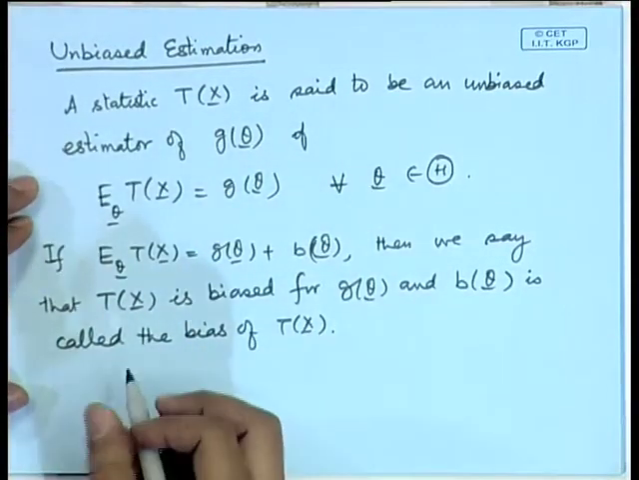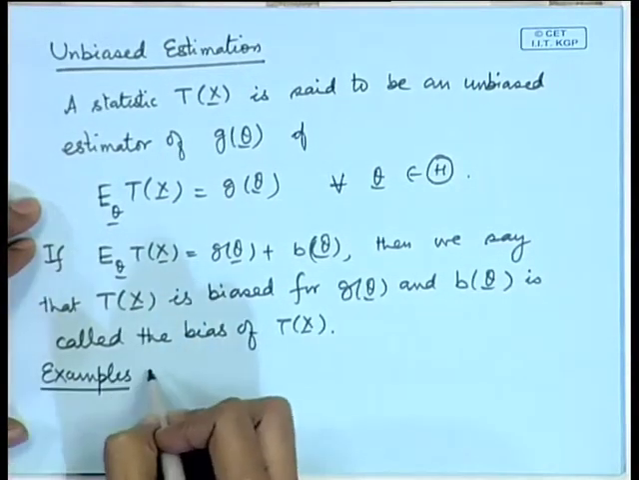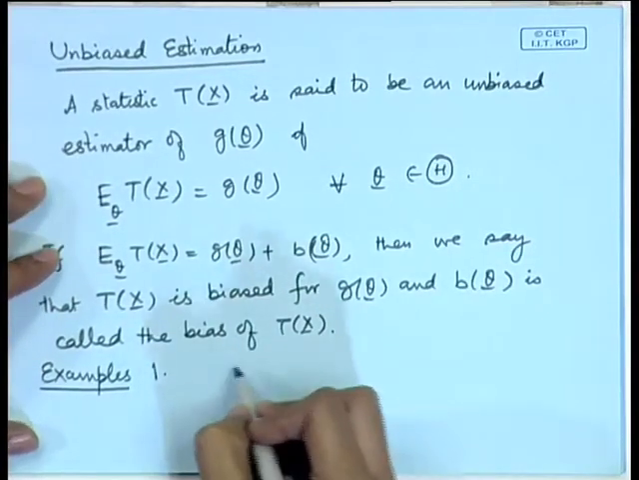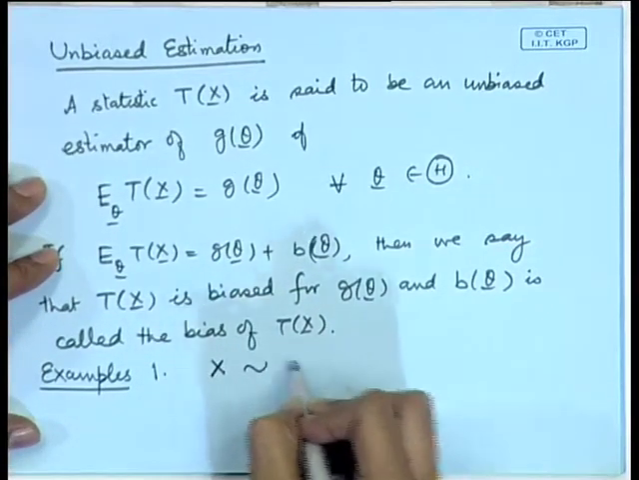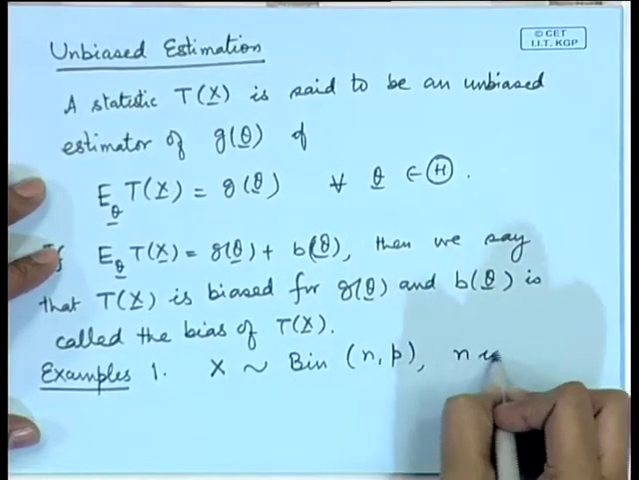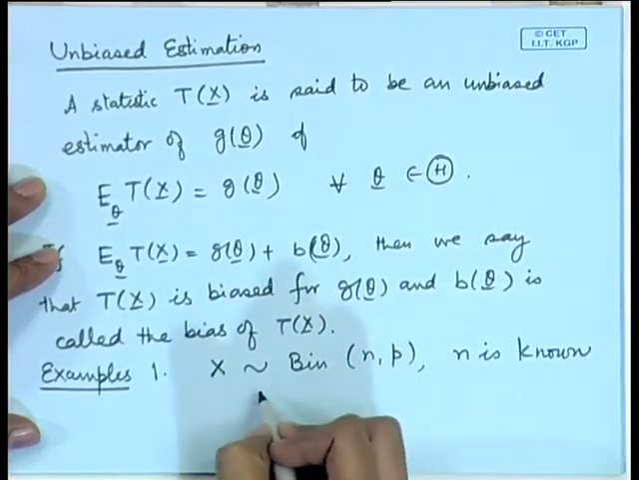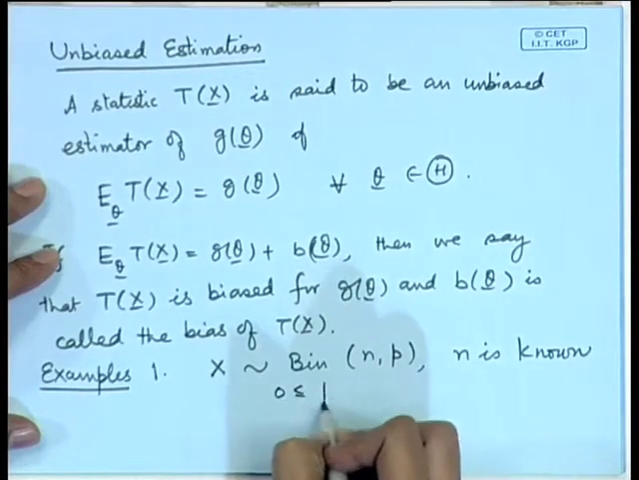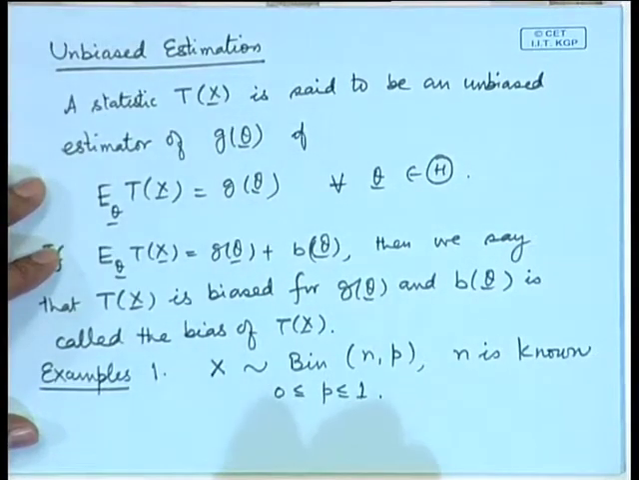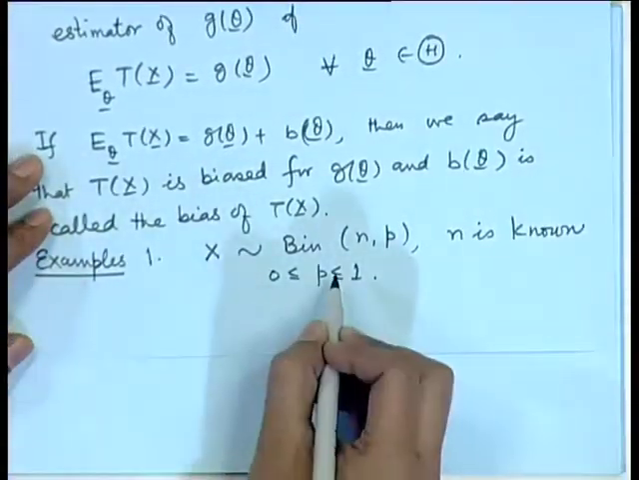So, let us consider certain examples. Let me take x following binomial n p. Here n is known and p is a parameter. I may be interested to estimate p, because what is p? p is the probability of success, or p is the proportion.